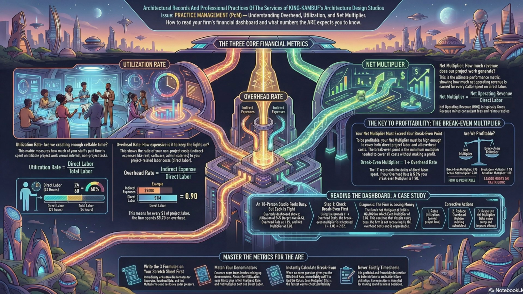Our mission today is pretty straightforward. We're going to provide a firm dashboard reading primer, and we're focusing intensely on that triumvirate of key metrics: utilization, overhead, and the net multiplier. And we really have to emphasize this. Getting this right is not about mastering some kind of advanced accounting. It's about defining your terms. I mean, understanding these three numbers is really the shortcut to knowing if your firm is structurally sound, if it's profitable, or if it's just busy.